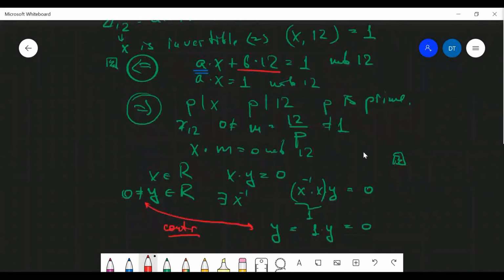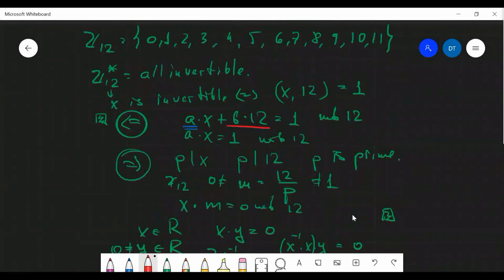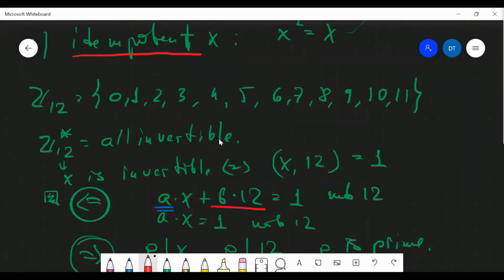So is it clear now? Yes, it's clear. Okay, and this proof holds for any integer n, not necessarily 12. So if you take any n here, it works. If you want to find all invertible elements, it's simple. This is simply the way to find all the elements that are coprime with 12. So what are they? First of all, 1, then 5, then 7, and then 11. All others are not coprime.